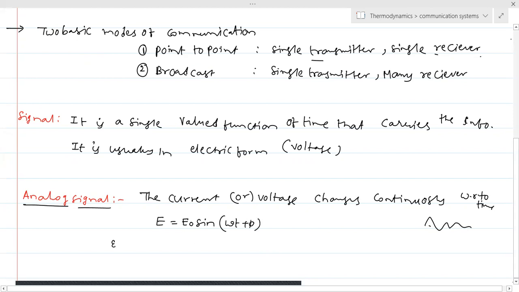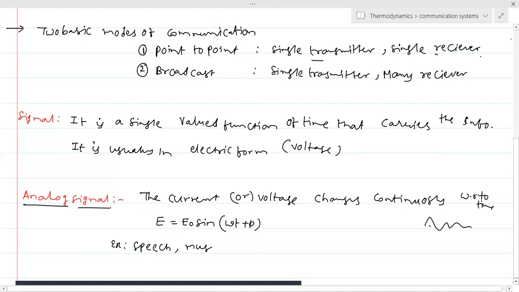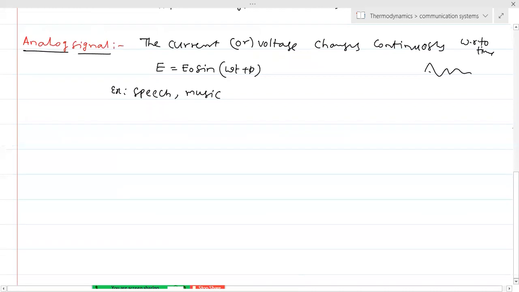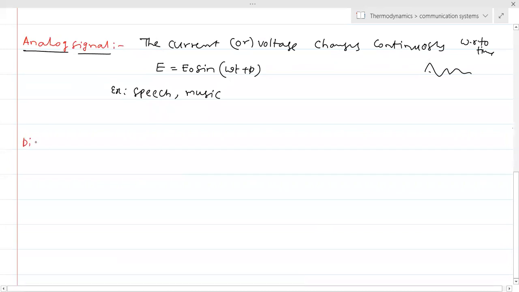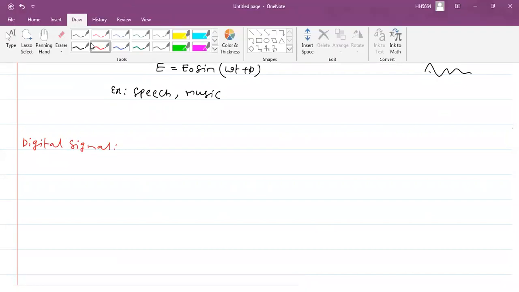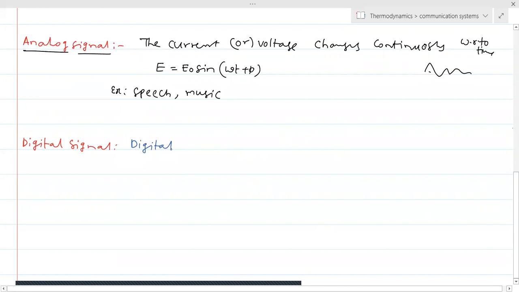When we think of examples of analog signals, we may take speech or music, because we have different variations in the signal. So that is about analog signal, and next we think of digital signal. A digital signal is nothing but it has some kind of discontinuity. It is not continuous.